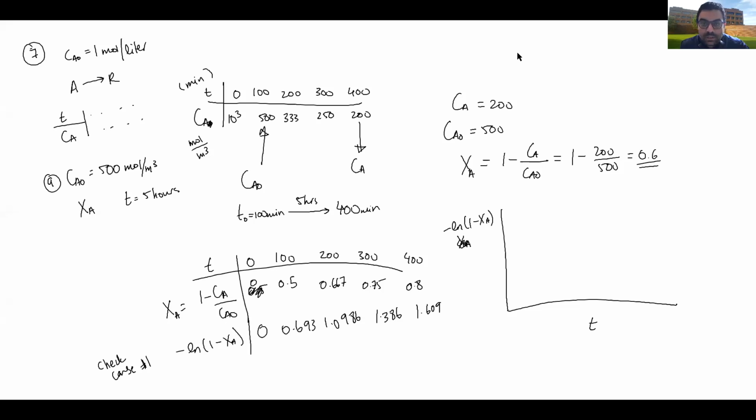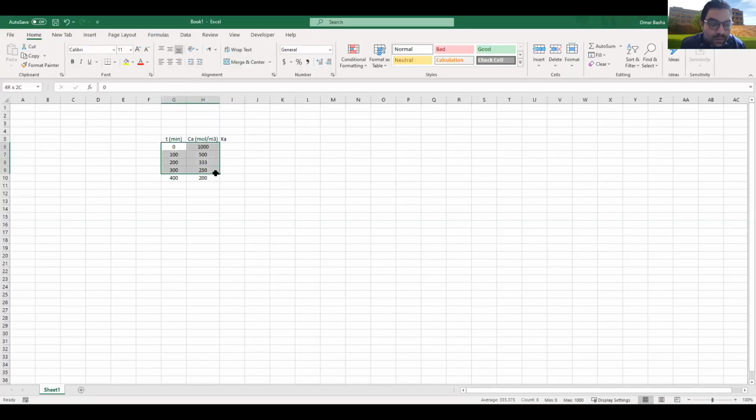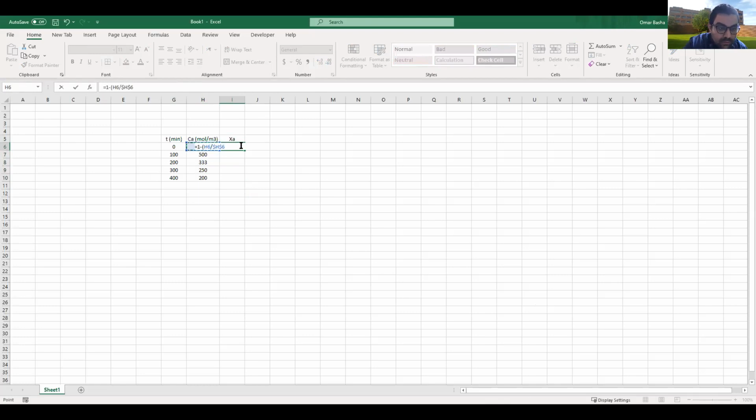Okay, so let me share the Excel file I have going here. Okay, and let's do it together. So just be careful when doing these things in Excel. Even though usually experimental data are given across the screen, in Excel it's always easier to write them vertically, right? So XA will be equal to 1 minus CA divided by CA naught. And I'm putting these dollar signs because I'm going to drag this equation down.